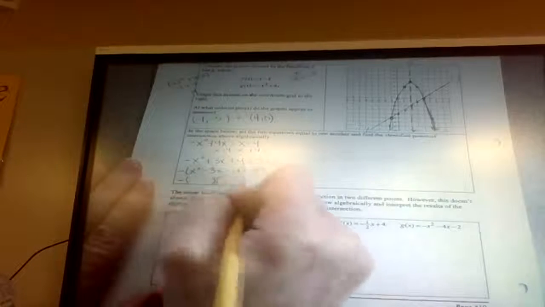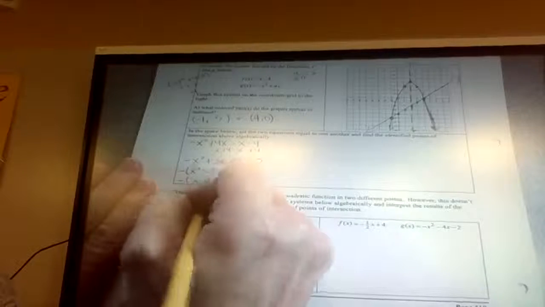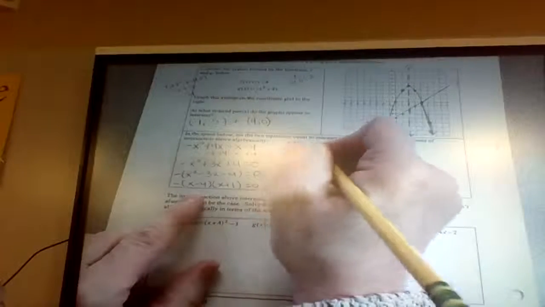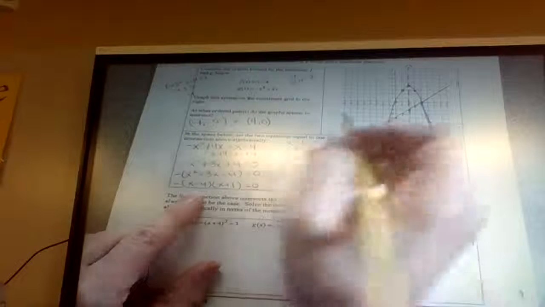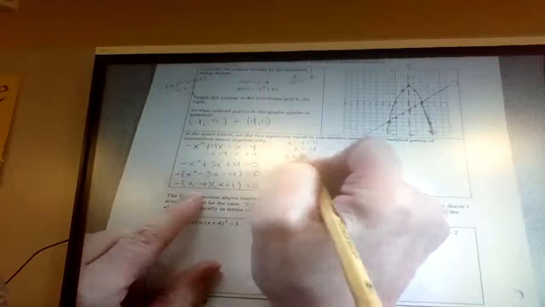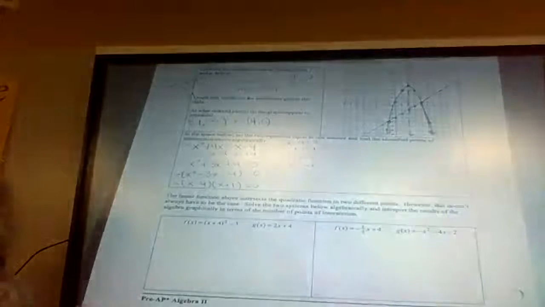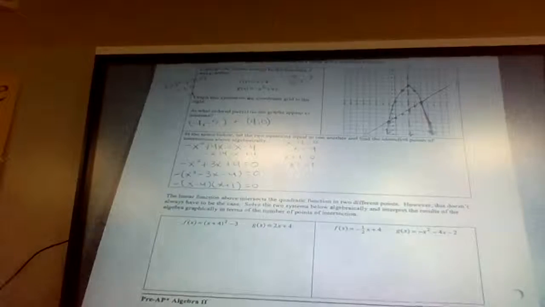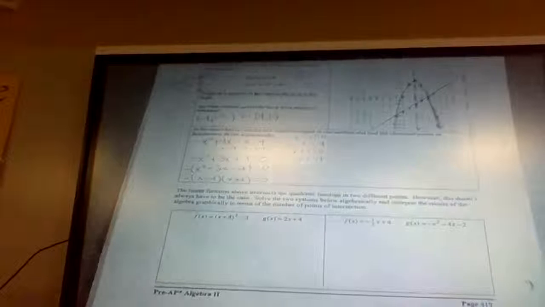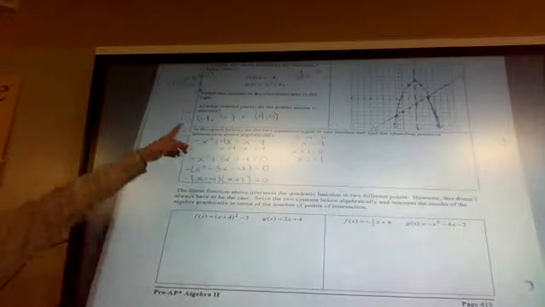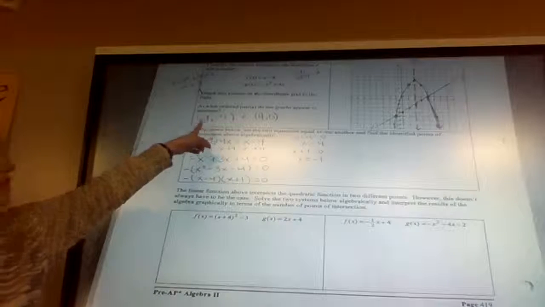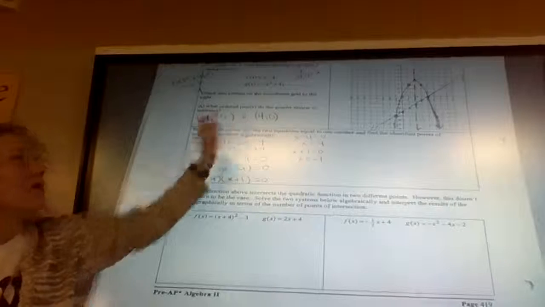All right, what did this factor to? X minus 4. Yep. So that means x minus 4 equals 0, so x is 4. X plus 1 equals 0, so x is -1. Do those two x's look familiar to you? Yes. Yeah, they look like from up here, right? From that -1 and that +4.